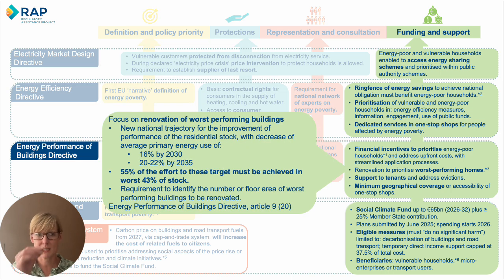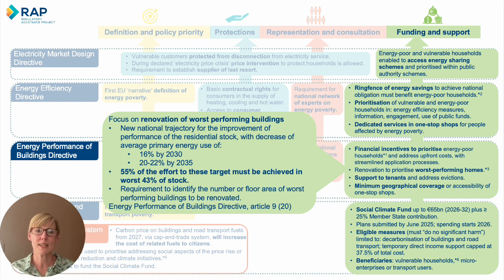The next of the three big hitters, we move to the Buildings Directive. In this directive, there is quite a significant new requirement for countries to meet a national trajectory for the improvement of the primary energy performance of their housing stock, with minimums at certain dates. But importantly here, in achieving these improvements in the average stock, over half of the effort, 55% of the effort, needs to be achieved in the worst performing buildings.